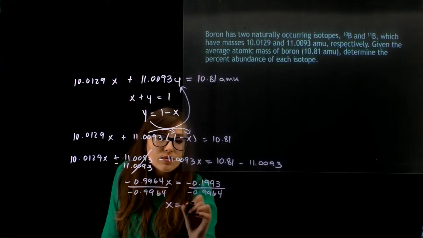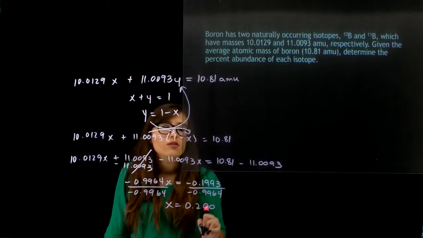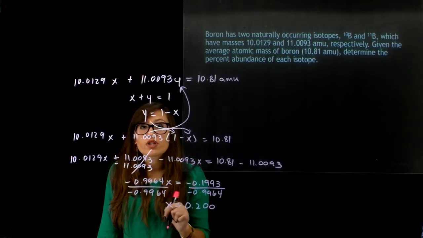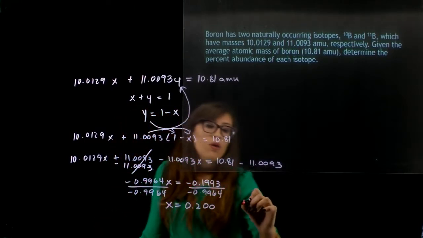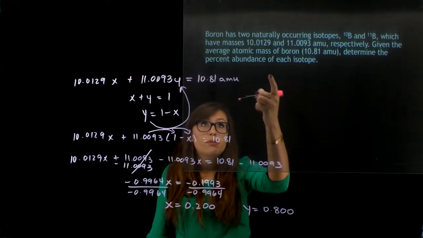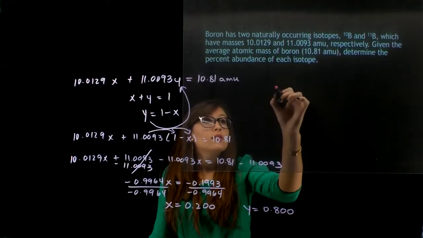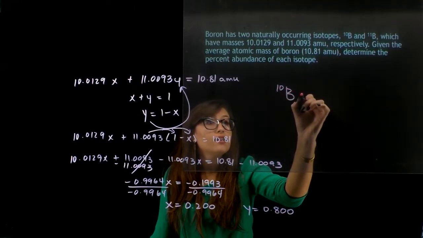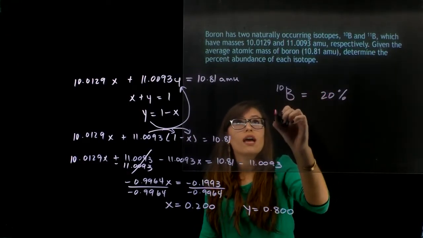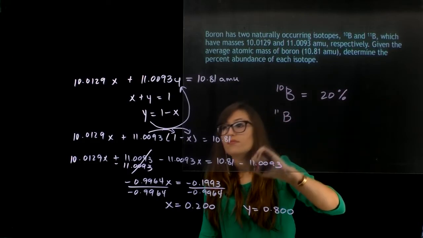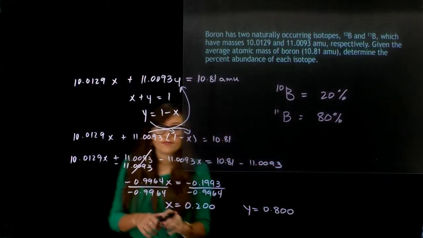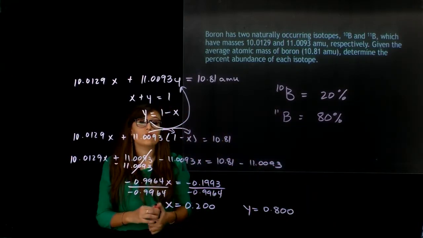We get x is equal to 0.200. We can easily solve for y because we can go back into this equation and do 1 minus x, and so y is equal to 0.800. And so our percent abundances are: for the isotope boron-10, this has an abundance of 20%. And for boron-11, this has a percent abundance of 80%. That's how you solve this problem.